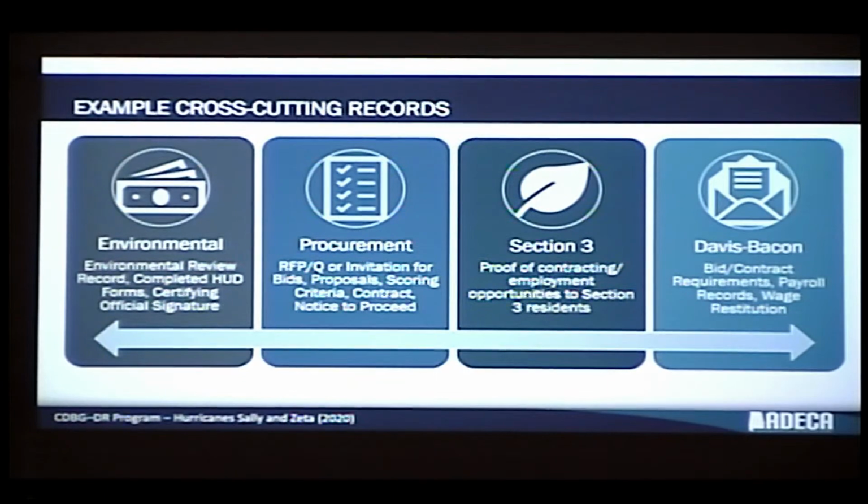So, examples of cross-cutting records. We touched on this a little while ago: your environmental, which is the environmental review record, completed HUD forms, certifying official signatures. You have your procurement: your RFQ or invitation for bids, proposals, scoring criteria, contract, notice to proceed. Your Section 3 is proof of contracting and employment opportunities for Section 3 residents. Your Davis-Bacon: bid, contract requirements, payroll records, wage restitution.